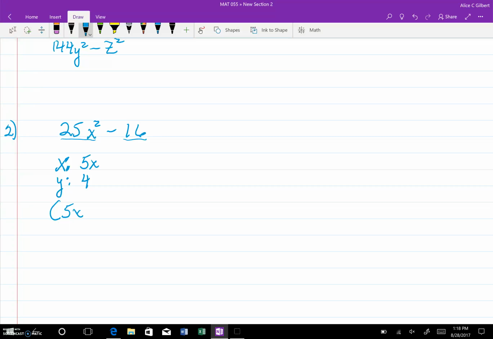And so the pattern is 5x plus 4, 5x minus 4. And it is okay to write it the other way, 5x minus 4 and 5x plus 4. Either way, I usually put the positive first, but that doesn't matter. So that, guys, is difference of squares. Easy as that.